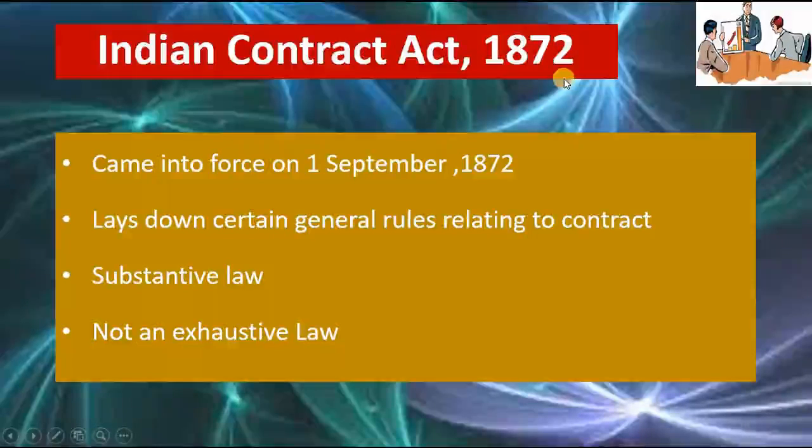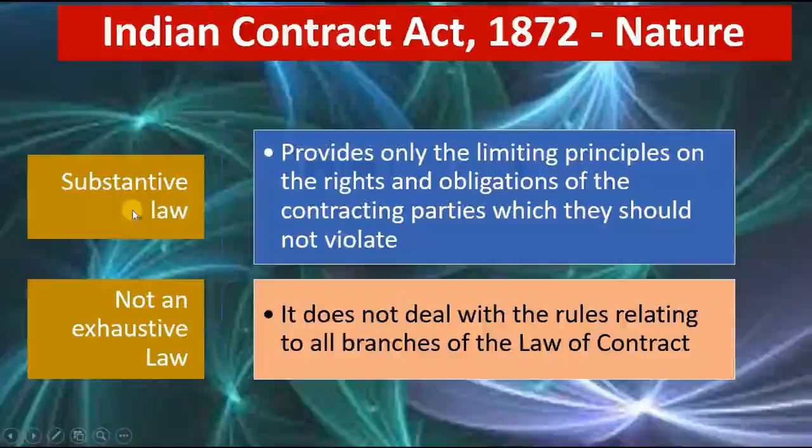The Indian Contract Act 1872, which came into force on September 1st, lays down certain general rules relating to contract. General rules that specify the elements or the basic necessities for a contract. And again, this contract law is a substantive law and it's not an exhaustive law. So that we can see.